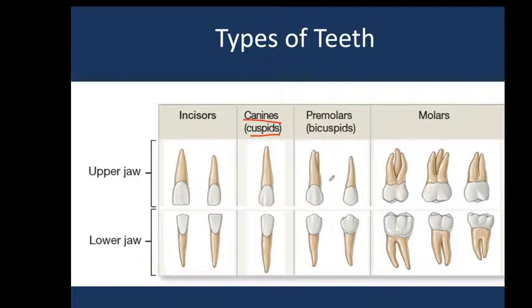Premolars or bicuspids in English, have flattened crowns like here, and two prominent rounded cusps. Premolars crush, mash, and grind the food, and usually have one or sometimes two roots.